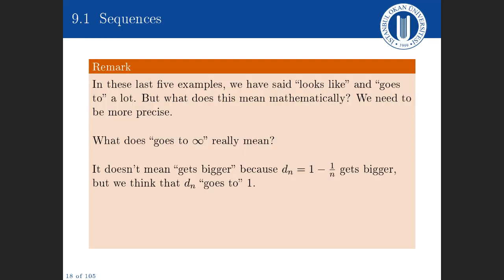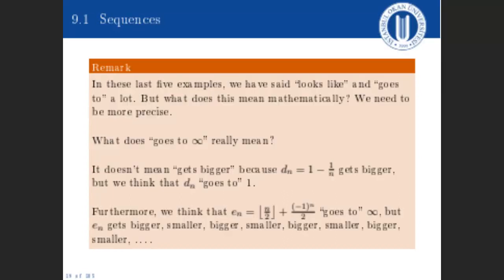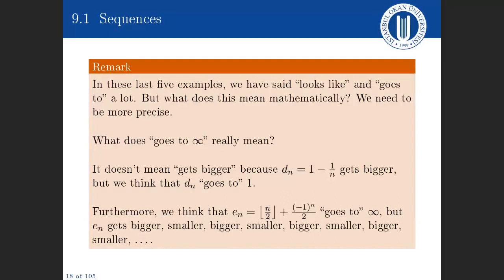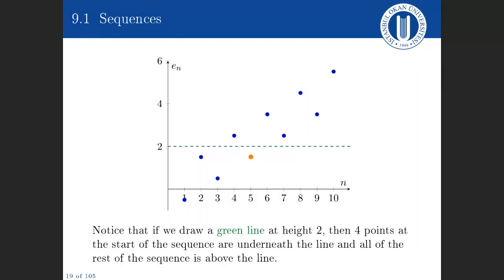I'll tell you what it doesn't mean. It doesn't mean "gets bigger," because the sequence d_n gets bigger, but we think d_n goes to 1. And moreover, the sequence e_n we think goes to infinity, but this sequence doesn't always get bigger. It goes bigger, smaller, bigger, smaller, bigger, smaller, bigger, smaller. So what does "goes to infinity" really mean?